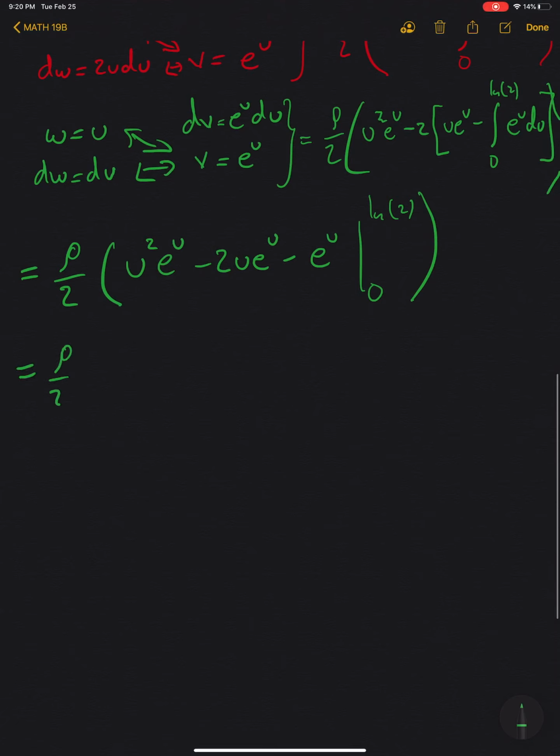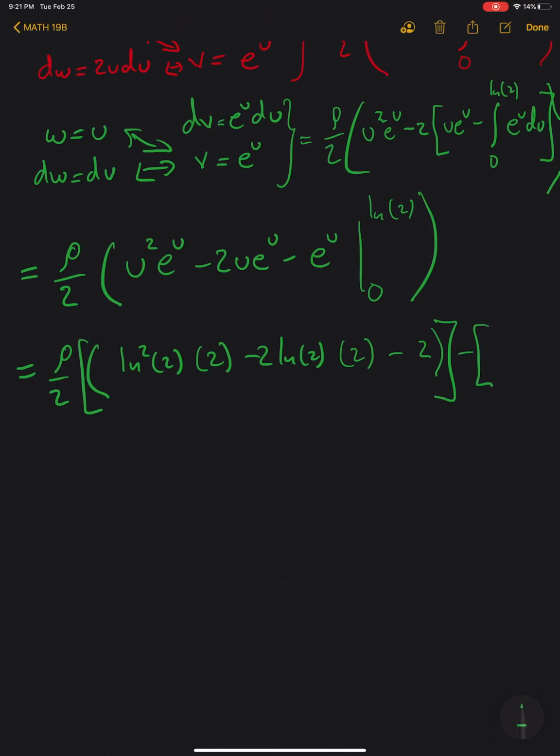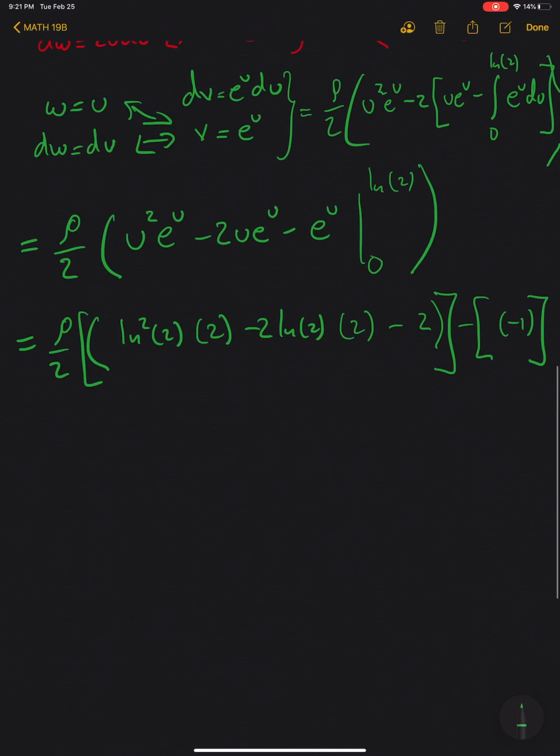So this will be rho over 2, and then everything at natural log of 2. So this will give us the natural log of 2 squared times e to the natural log, which simply is going to be 2, minus 2 times the natural log of 2, and again e to the natural log, that is just going to give us 2, minus e to the natural log, which is just a single 2, and then everything at 0. The first part will be 0, second part will be 0, and then we only have a contribution from the very last one, so this will be minus 1, and that's the only one that is coming from 0.